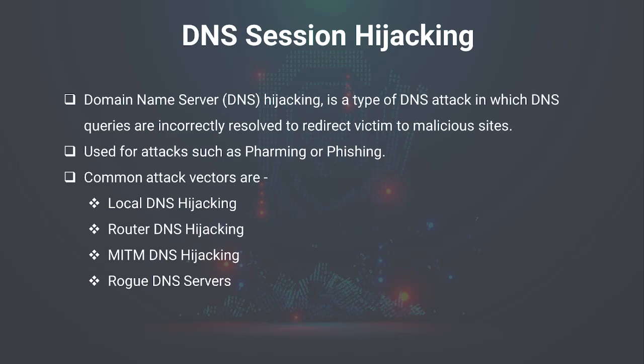The attacker is planning to compromise either the local DNS entries on the machine or the router itself in such a way that the entries are updated to fake DNS. The next common attack vector is the man in the middle, and the last is setting up rogue DNS servers. Now let's take a simple example.